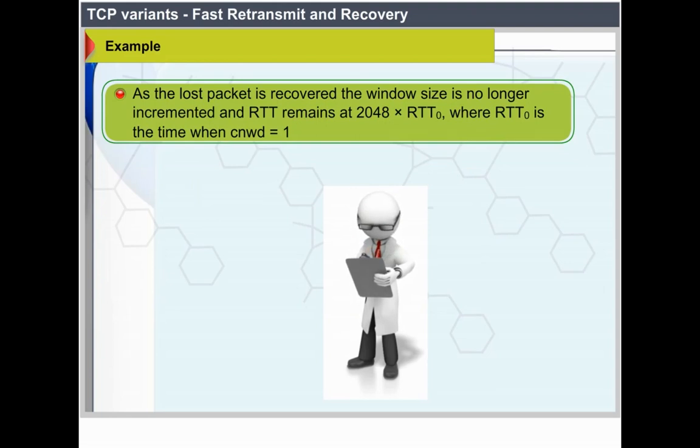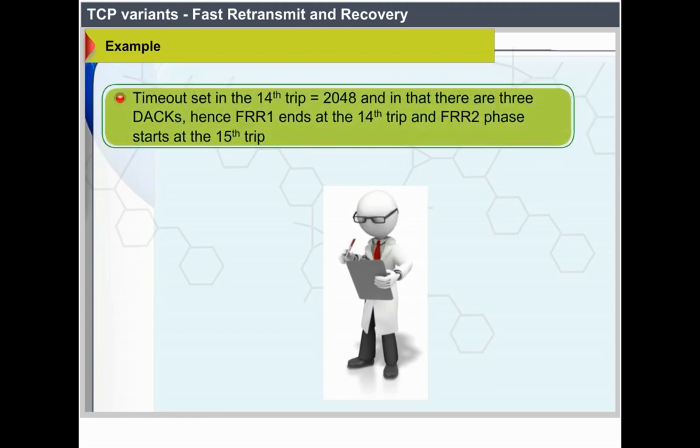As the lost packet is recovered, the window size is no longer incremented and RTT remains at 2048 into RTT0, where RTT0 is the time when CNWD is equal to 1. Timeout set in the 14th trip is equal to 2048, and in that there are 3 DACKs, hence FRR1 ends at the 14th trip and FRR2 phase starts at the 15th trip.